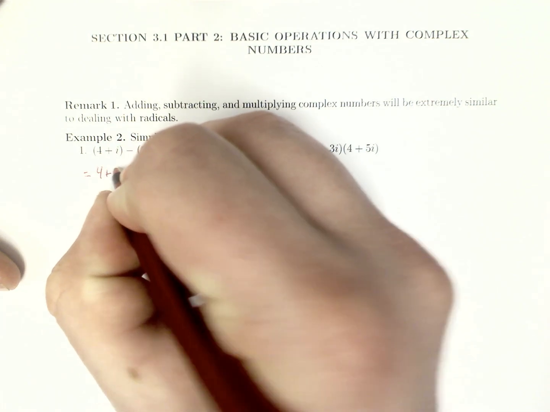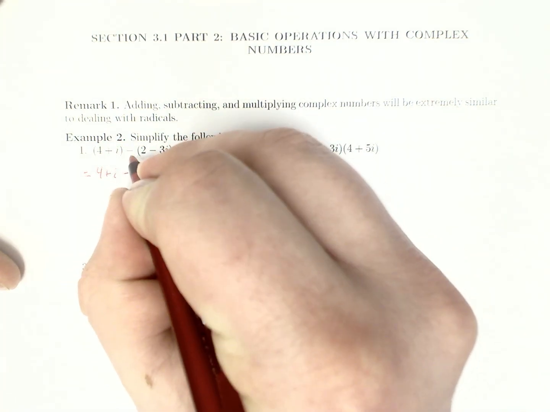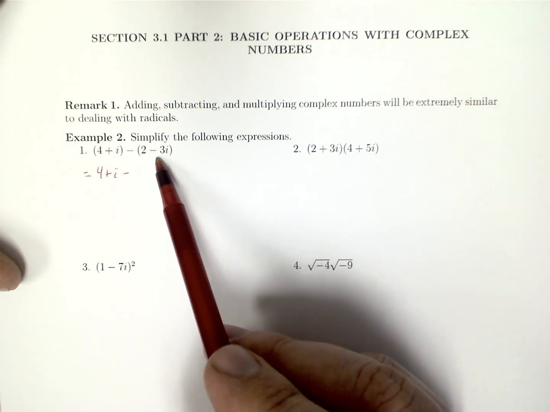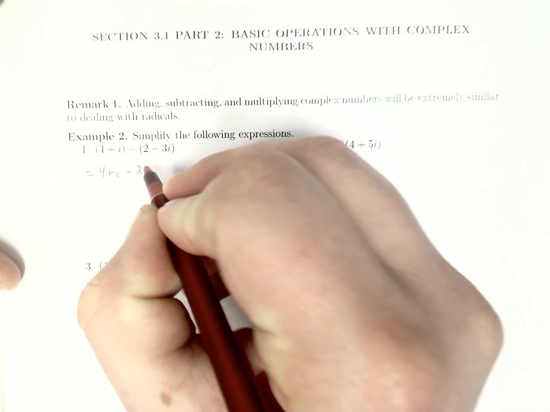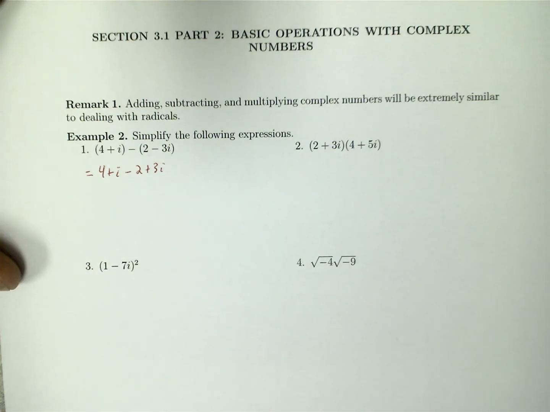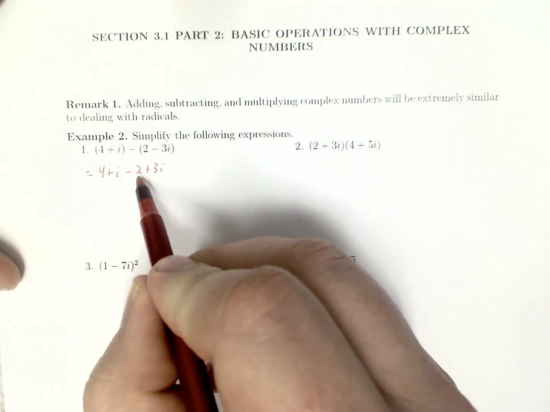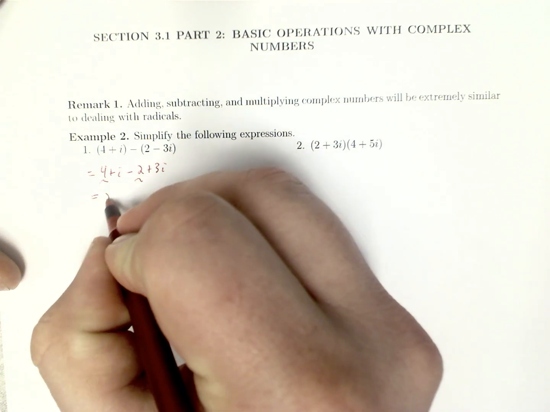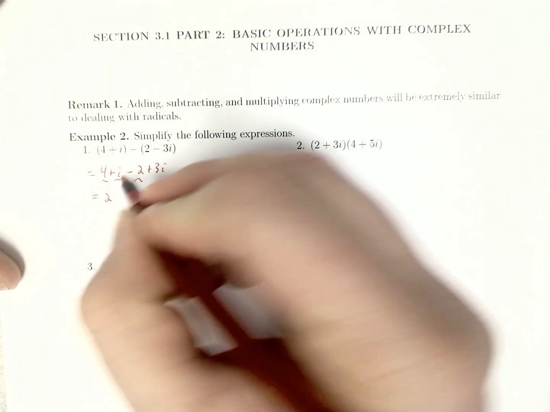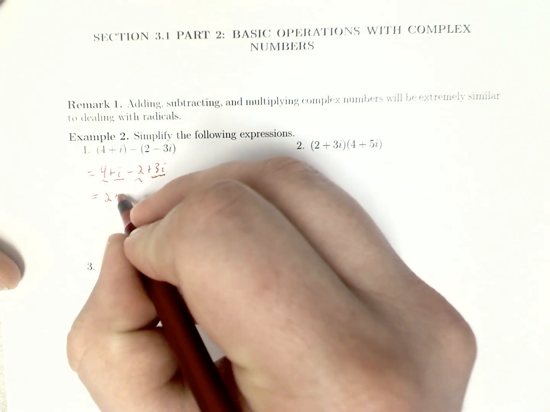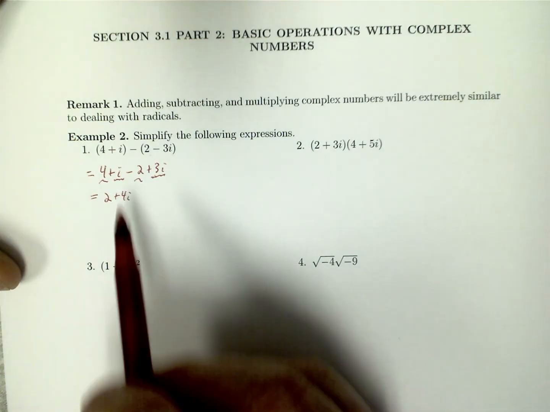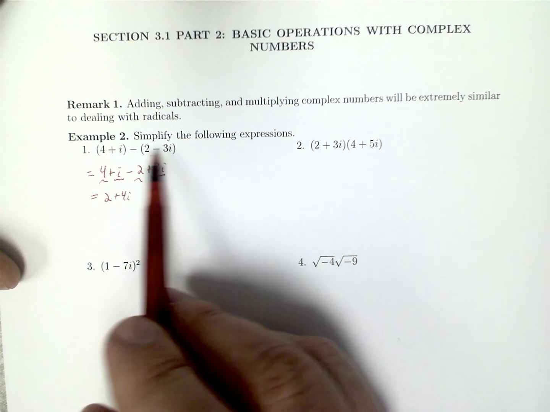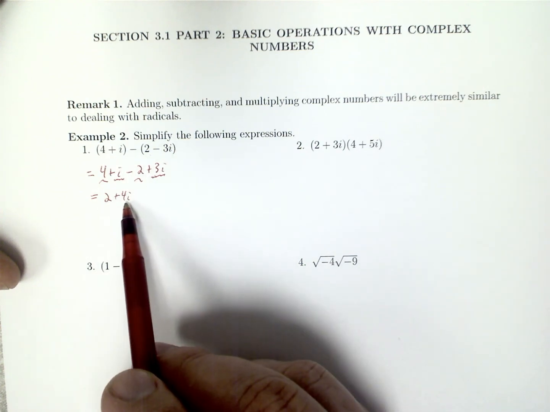So we just drop the parentheses. We have this minus, so we're going to have to distribute the negative, so that becomes minus 2 plus 3i. And then we combine like terms. 4 minus 2 is 2. And then i plus 3i is plus 4i. And we took two complex numbers and we subtracted them, and what we got was also a complex number.